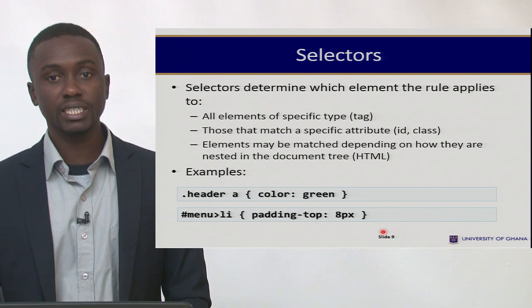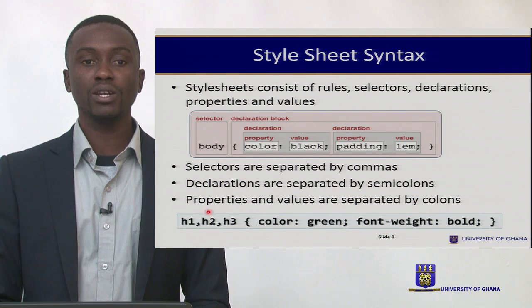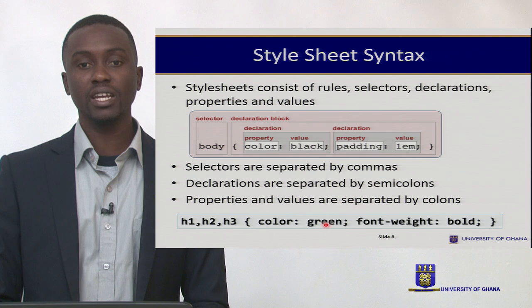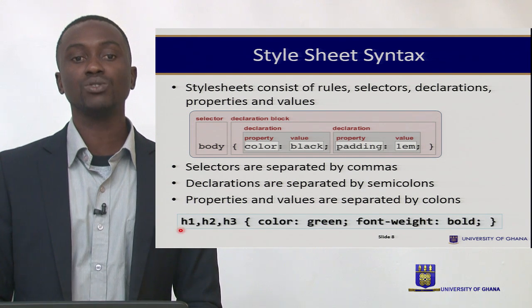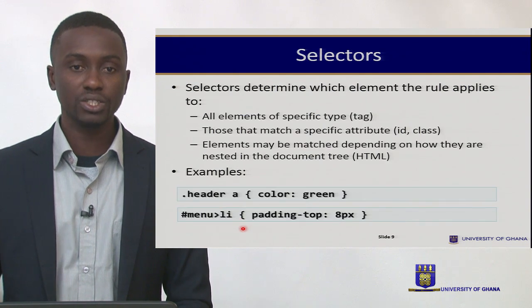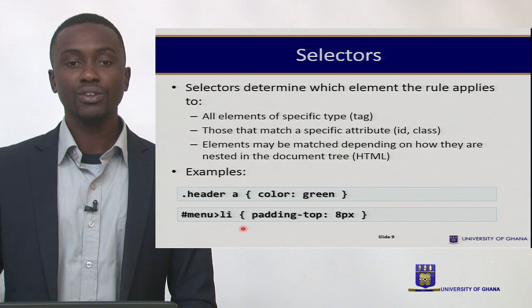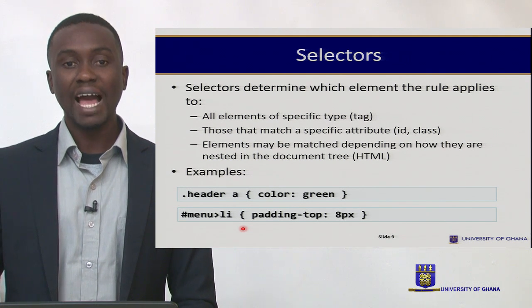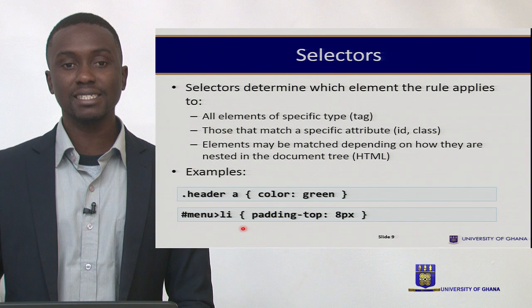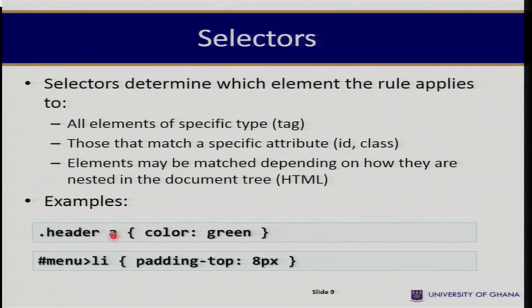Now, selectors determine which elements the rule applies to. So definitely from this part, we know that the rule of color green and the font weight of bold will apply to all H1, H2, and H3 tags on your web page. You can also have your declarations affecting certain elements under other selectors. For example, you can have all anchor tags under a header selector.